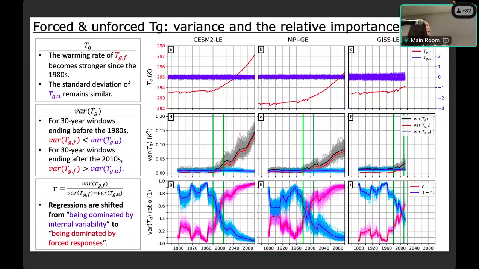So on the bottom row, this is what I want to show: before the windows ending at 80s, the unforced variance is larger, like 0.7 or 0.8. So at that time period, the overall feedback is mostly determined by the unforced part, whereas after, say, 2010, the overall feedback is determined mostly by the forced part.